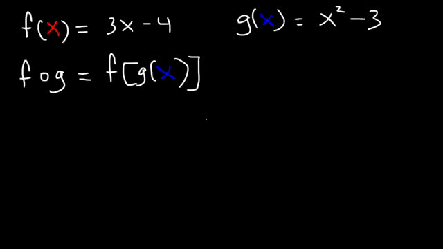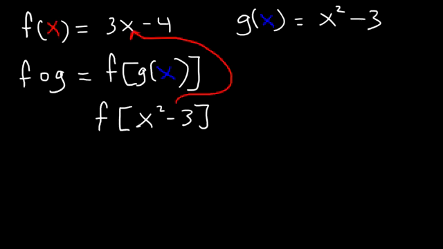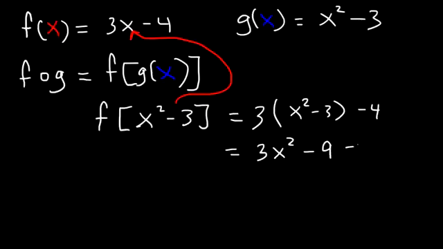So how can we find f of g of x? Well, let's replace g. G is x squared minus 3. And notice that x squared minus 3 is inside of f. So we're going to have to replace x with x squared minus 3. So this is going to be 3 times x squared minus 3 minus 4. So now let's distribute the 3. So that's 3x squared minus 9 minus 4, which is 3x squared minus 13.